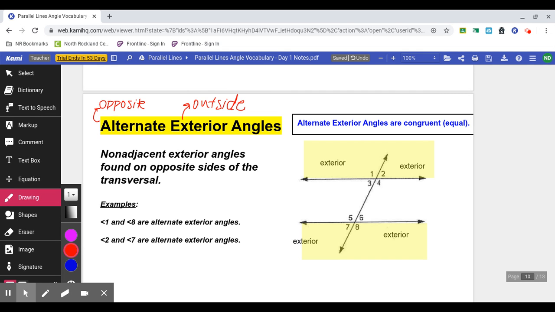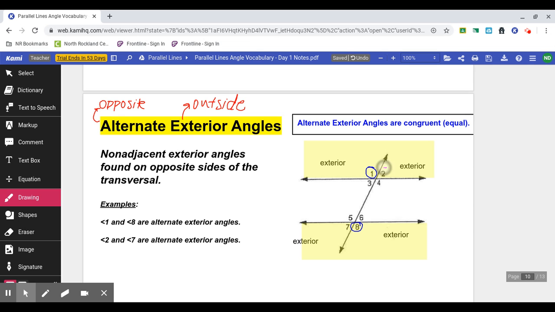The exterior region is on the outside of those two parallel lines, and I highlighted where that region is. So the angles that are considered exterior are angle 1, 2, 7, and 8. Again, because they are on the outside of those two parallel lines. So now we need to identify which angles are on opposite sides. Well, angle 1 and angle 8 are on opposite sides of the transversal, making angle 1 and angle 8 alternate exterior angles.